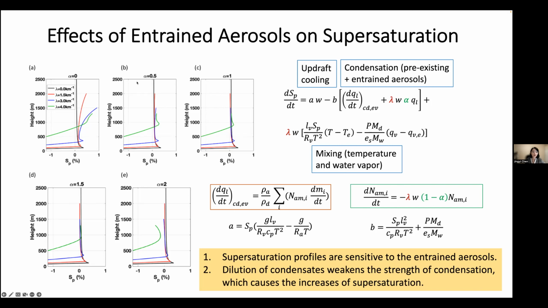But when alpha goes from 0 to larger values, we see that this increase with height relatively disappears, until it decreases with height when alpha is 2. So this feature tells us we need to consider both of these two parameters to see how the supersaturation changes with height.